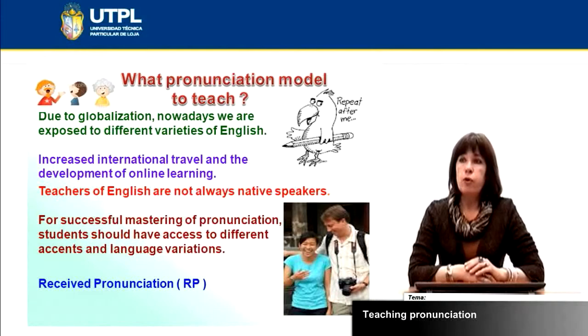So for successful mastering of pronunciation, students should have access to different accents and language variations. And also because the majority of teachers are not always native speakers, we need to be exposed to different accents, and as a result we have so-called received pronunciation. What does it mean? Received pronunciation is understandable. It should be correct pronunciation of the sounds, of phonemes, in order to be understood by all speakers, native and non-native speakers of English.